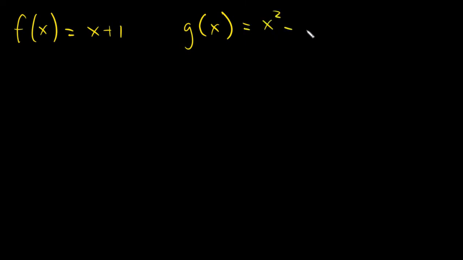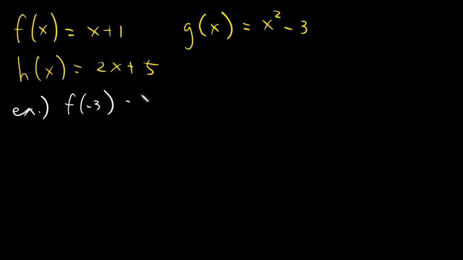Say we have our given here at the top. Let's change the functions. f of x is x plus 1. g of x is equal to x squared minus 3, and h of x is equal to 2x plus 5. For example, I will have f of negative 3. We take f only, and this is x plus 1. So we will have negative 3 plus 1, and it will give us negative 2.